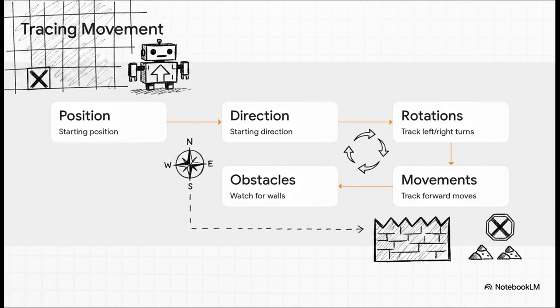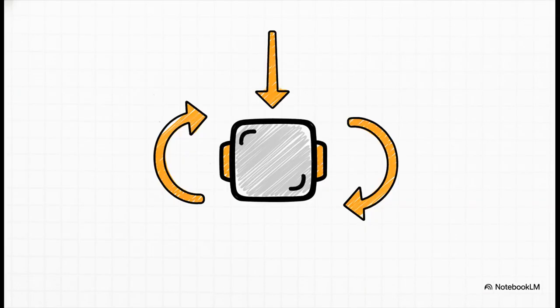Step 3, carefully track any rotations left or right. Step 4, track the forward movements. And finally, Step 5, always keep an eye out for walls and obstacles that might block the robot's path. Now, the good news is, in the AP CSP framework, you only have to worry about 3 specific commands to execute all that navigation. Move_forward, rotate left, and rotate right.